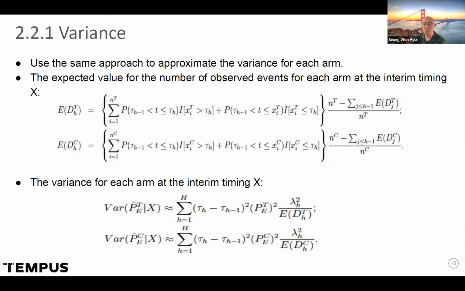Okay, so similar to the single-arm trial, we can apply the same approach to approximate the variance for each arm. So we use the expected value for the number of observed events for each arm at the interim timing x. As you can see in this equation at the second bullet, we can approximate the variance for each arm at the interim timing x. So the idea is exactly the same as the previous single-arm study. Next slide, please.